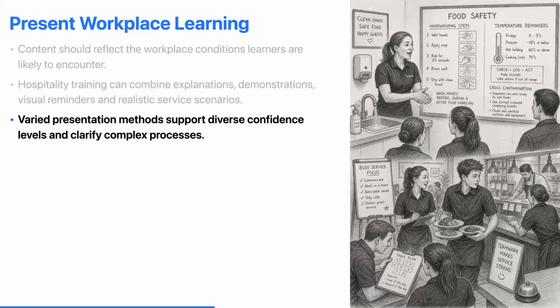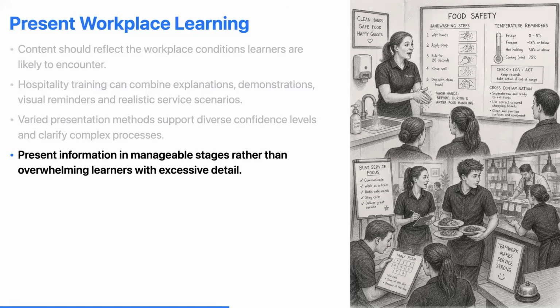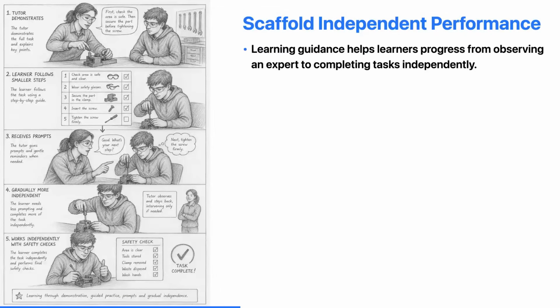Different methods of presentation support learners with different levels of confidence and experience, while also making complex processes easier to understand. The key is to present information in manageable stages rather than overwhelming learners with every detail at once. Providing learning guidance means helping learners move from watching an expert to performing a task independently.